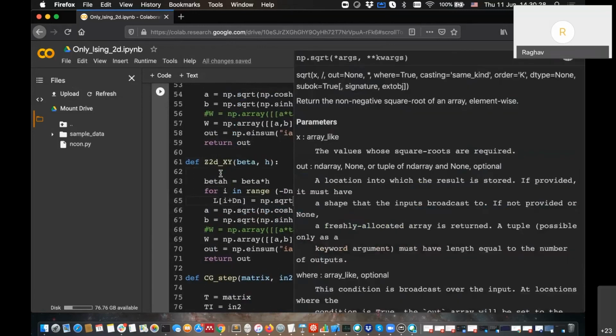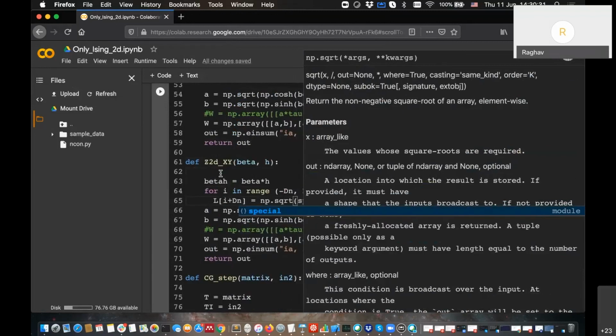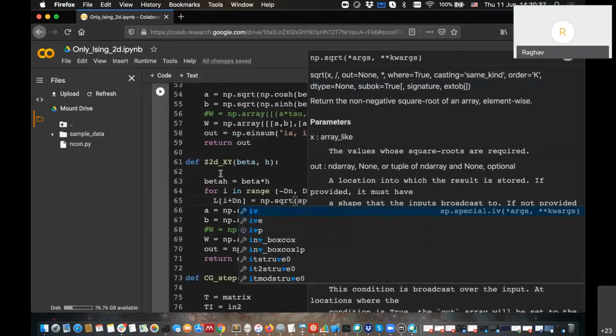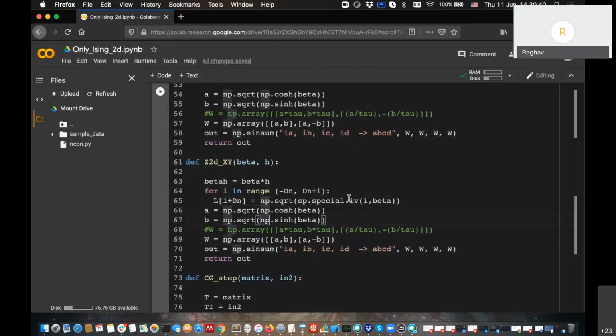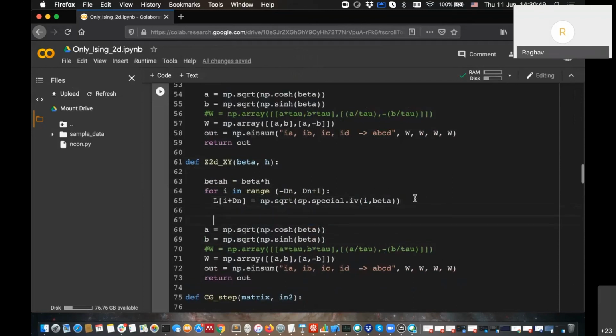np square root, sp dot special. sp dot special is for the Bessel function, dot iv. So this is going to give me an I with the index i and beta. Then I want to construct an out tensor using ncon. For example, I want to construct i j, i k, i l as I wrote in the notes. So how do we do that? We take four of these L.